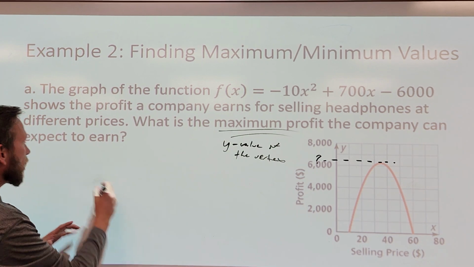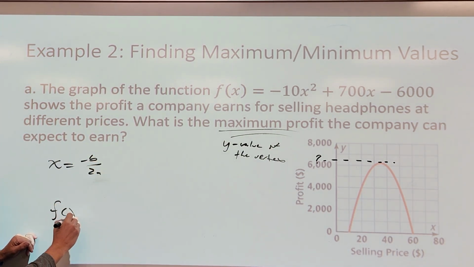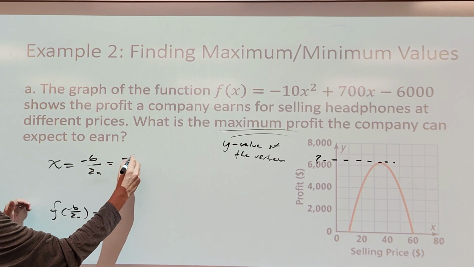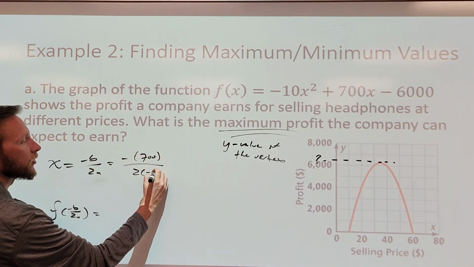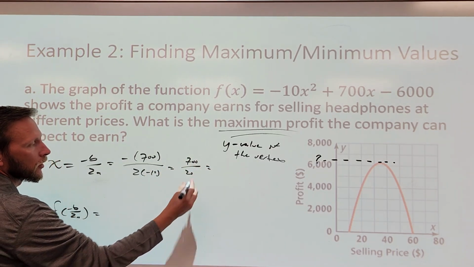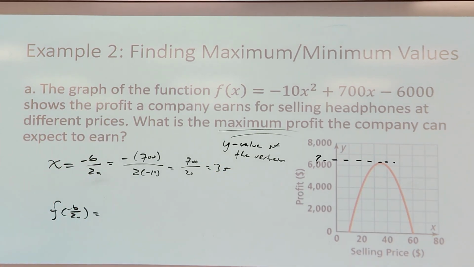All right, but in order to do that, we need to find the x value of the vertex. And then once we find that, then we can do f of that, the opposite of b over 2a. All right, so that's really the direction that we're headed here. So the opposite of b over 2 times a gives us 700 over 20, which would be what? 5 times 7 is 35. All right, so it appears that 35 is going to be the magic number.